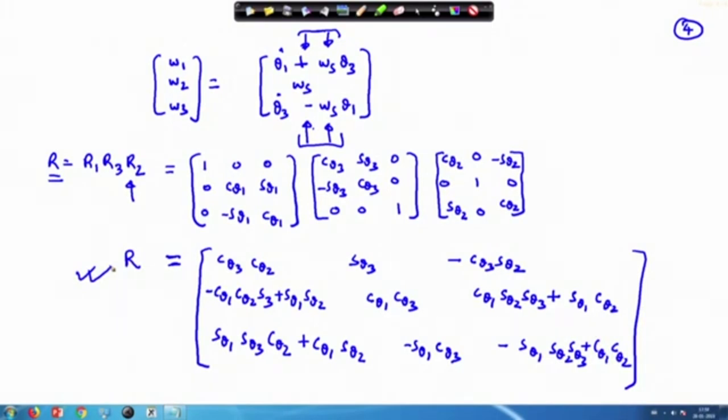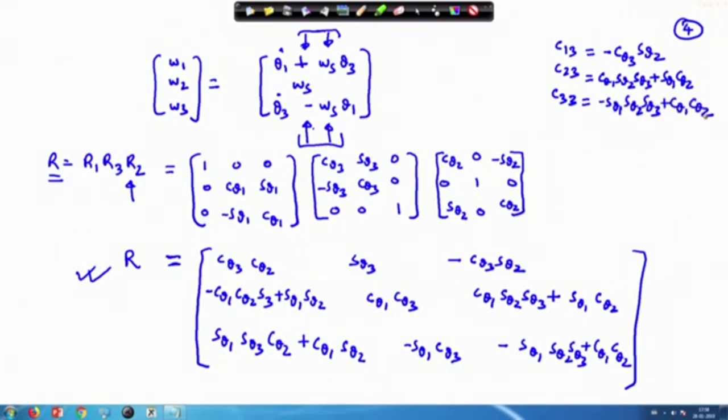Okay, now, with all this information available, we are ready to do the dynamic analysis of this system. Now, what is important here is that the gravity gradient terms involve C13, C23 and C33. So, in this case C13 is minus c theta 3 times s theta 2, C23 will be c theta 1 s theta 2 s theta 3 plus s theta 1 c theta 2, and C33 will be equal to minus s theta 1 s theta 2 s theta 3 plus c theta 1 times c theta 2.